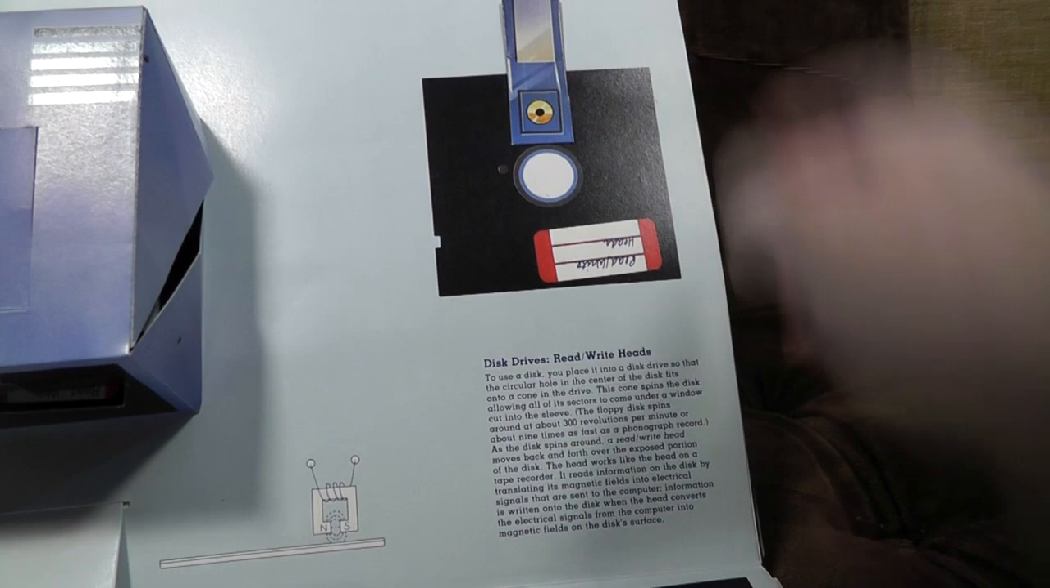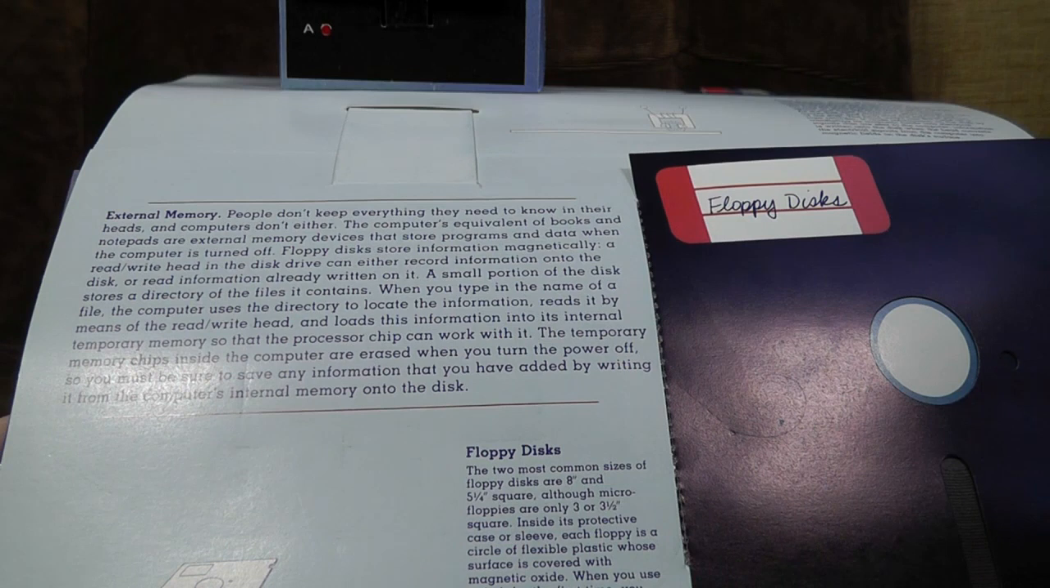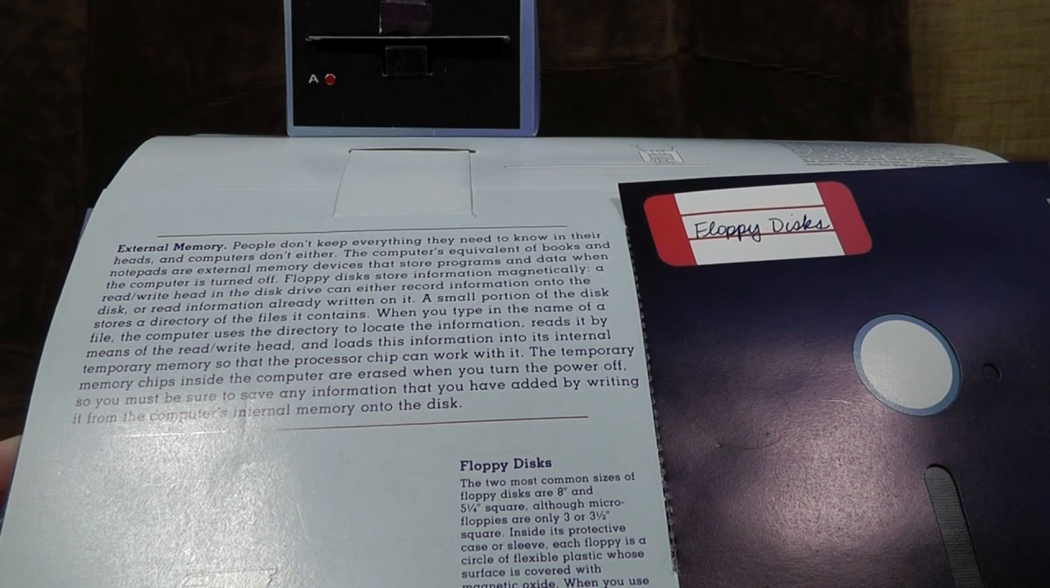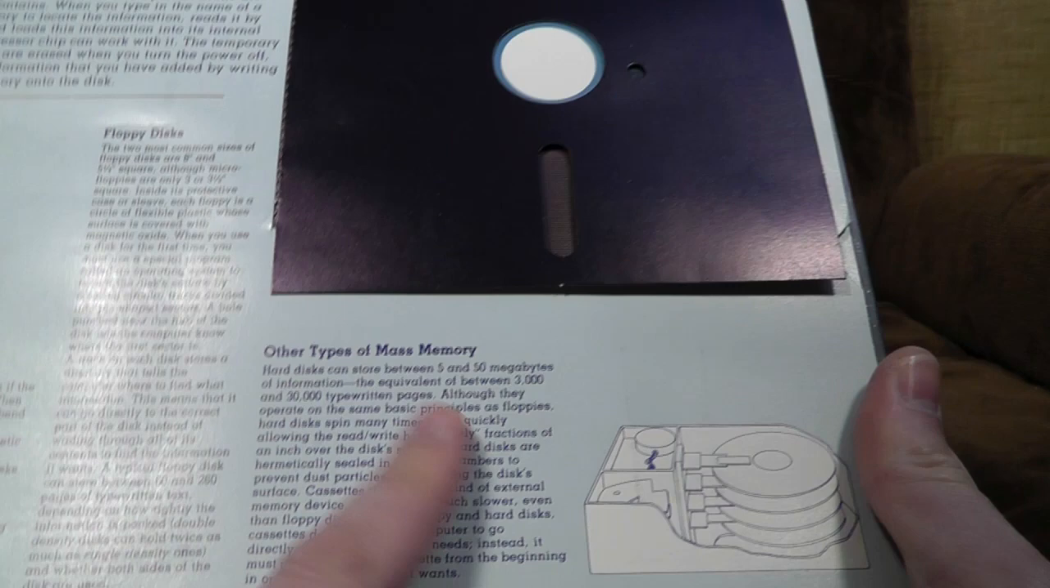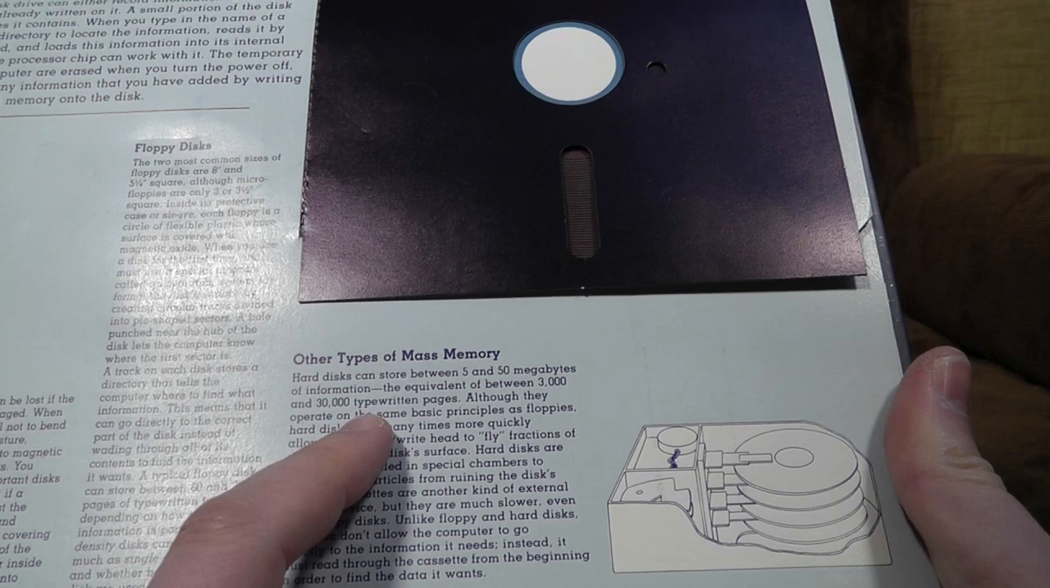So I think the concept here is external memory, because sometimes you have to take data away from a computer and put it into another computer. Or indeed, there isn't anywhere to store it on the computer itself because hard drives are the stuff of a madman's dreams, apparently. Hard disks can store between 5 and 50 megabytes of information, the equivalent of between 3,000 and 30,000 typewritten pages. Wow, hard disk can store between 5 and 50 megabytes of information.